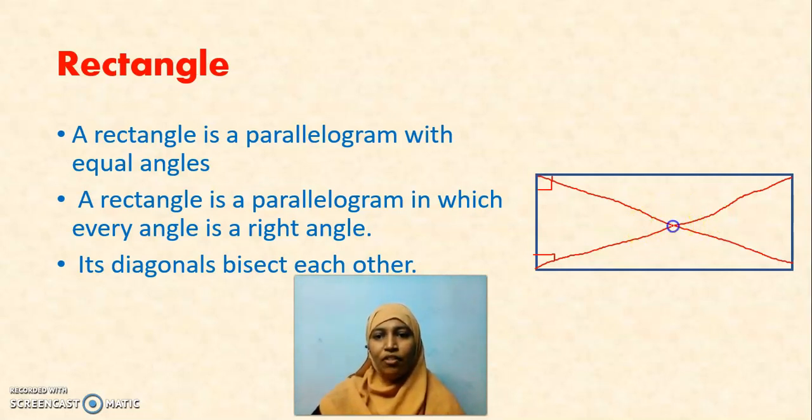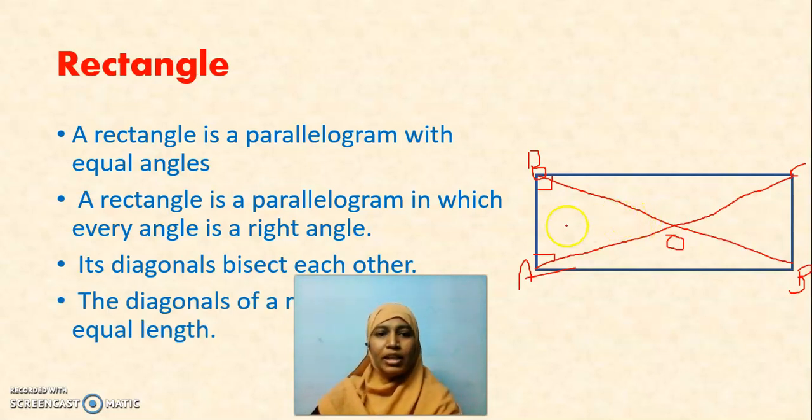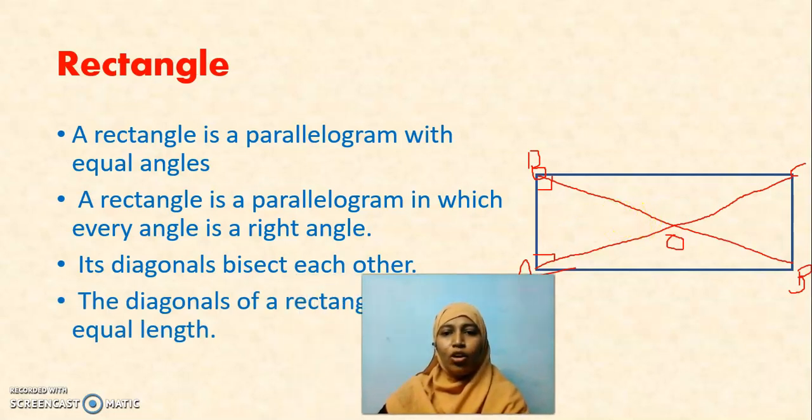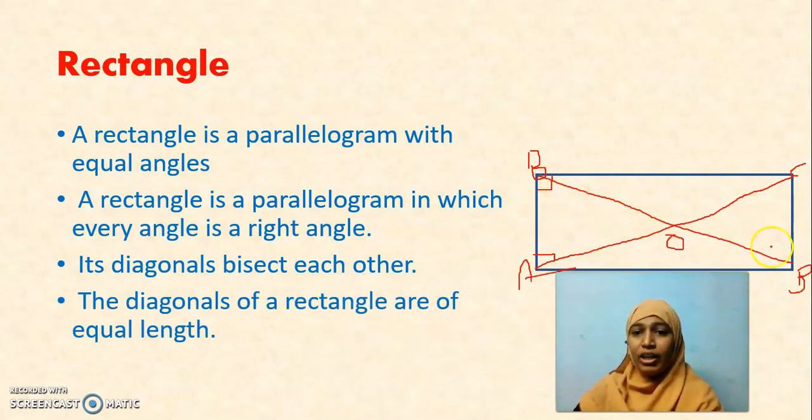Bisection in the sense, if we have O here, this OA measurement is equal to OC, and OB measurement is equal to OD. That means the bisection. If it is perpendicular, the angle between these two lines should be 90 degrees. Here in a rectangle, it will not be perpendicular. Hope it is clear. The diagonals of a rectangle are of equal length. Surely they will be.